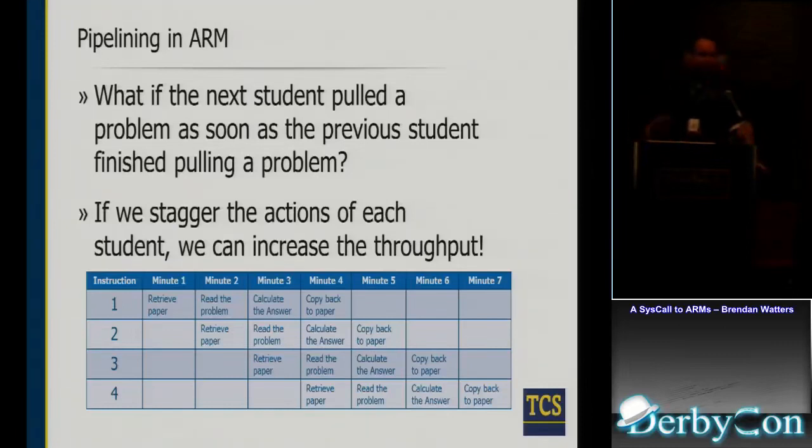In minute 1, the first student comes up and pulls the problem out of the bowl. Minute 2, student 1 is reading the problem, student 2 has come up and pulled the problem out of the bowl. Minute 3, student 1 has calculated the answer, student 2 is reading the problem, student 3 has come up and grabbed something out of the bowl. Does this make sense to everybody? And we can see that if we keep this going, we can actually finish 4 problems in 7 minutes. Which is way better throughput.